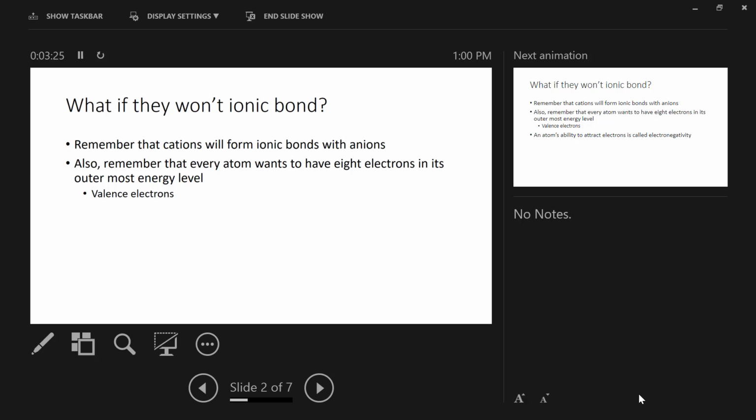Ooh, that's going to bother me. That clock is not right. Okay, so we call these valence electrons.